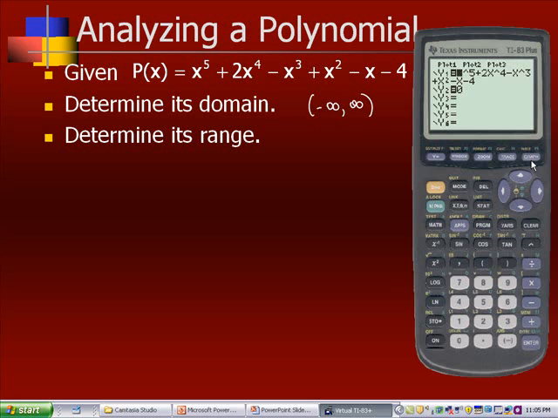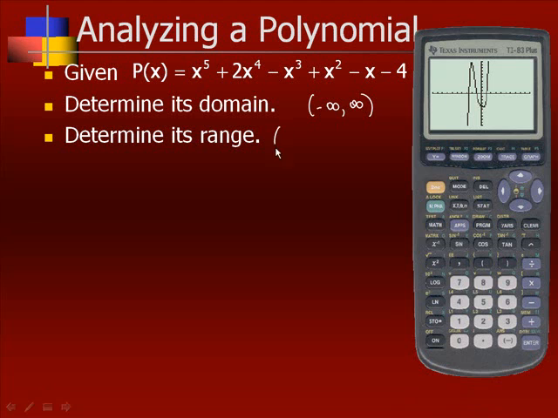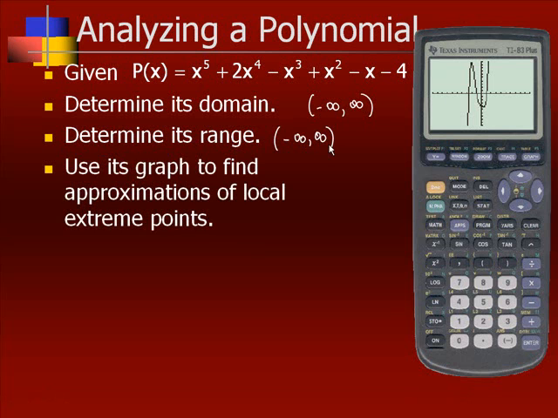So if we want to put this in our calculator, we get x to the 5th plus 2x to the 4th, and so on, the whole function. We press graph. So if we're looking for the range on the calculator, if you'll notice this graph goes all the way down, this graph goes all the way up, so the range would also be from -infinity to infinity.